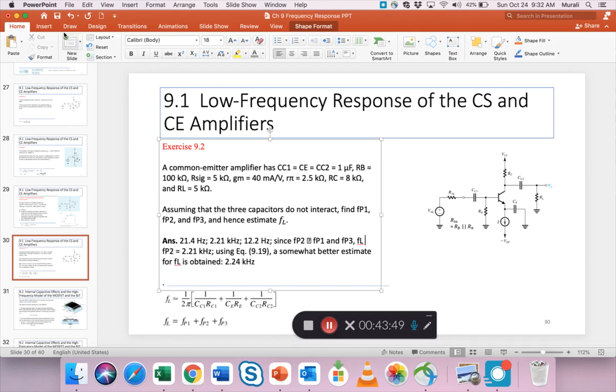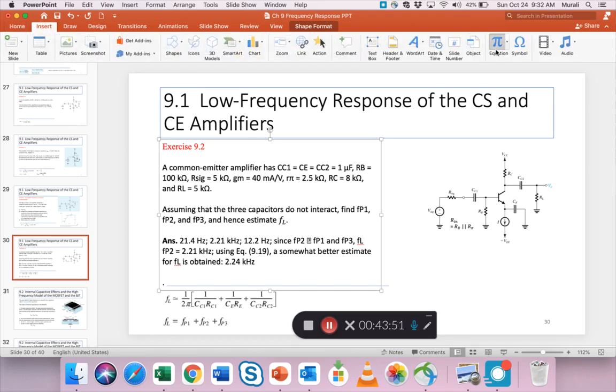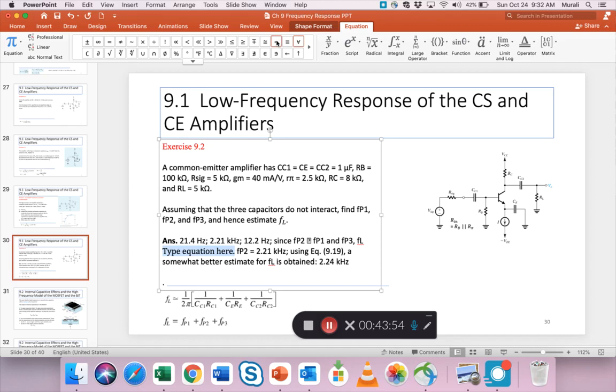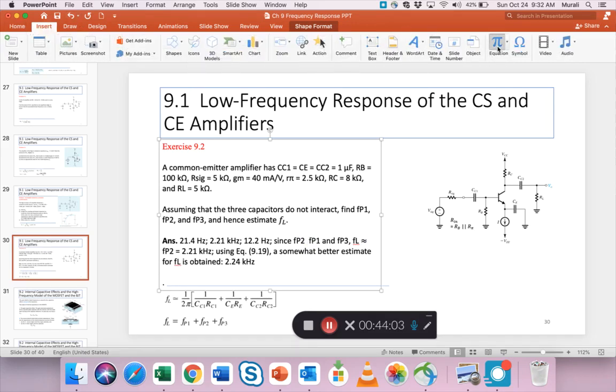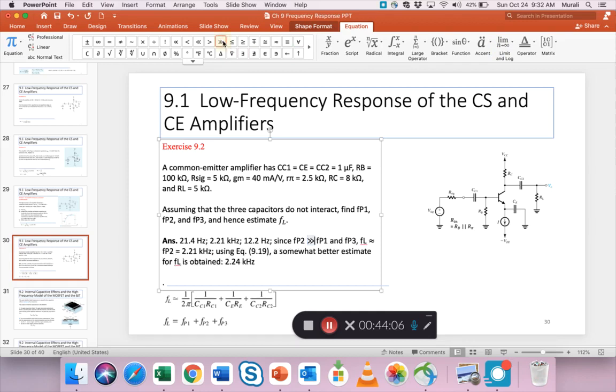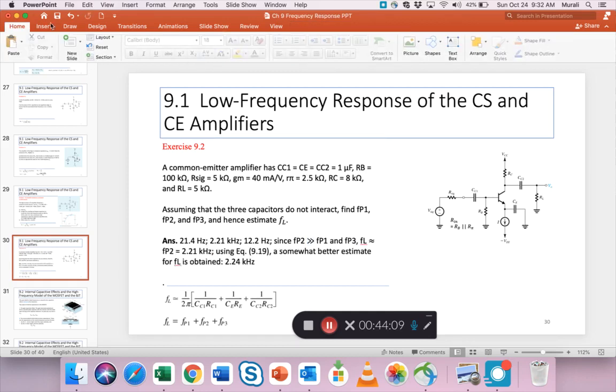This is approximately equal to. There you go. So with that, we can see what the answer is. So either answer is acceptable, a quick approximation is 2.21, or you can add the 3. In this case, it's not very different, 2.24 kilohertz. Okay, so that's the answer to this exercise.